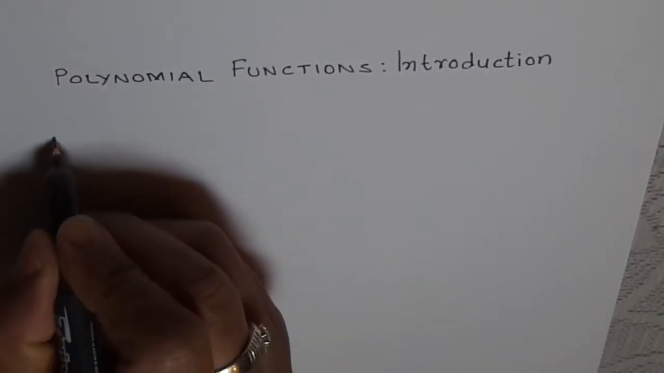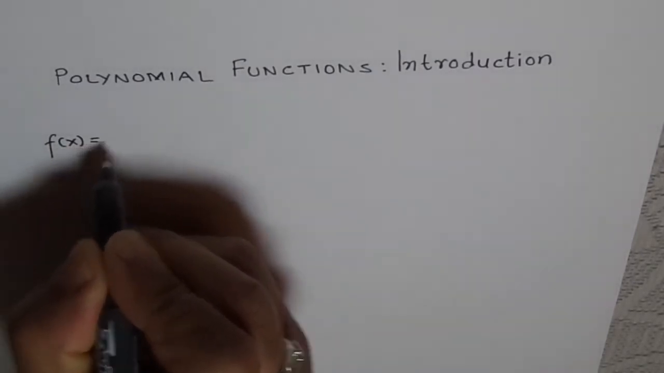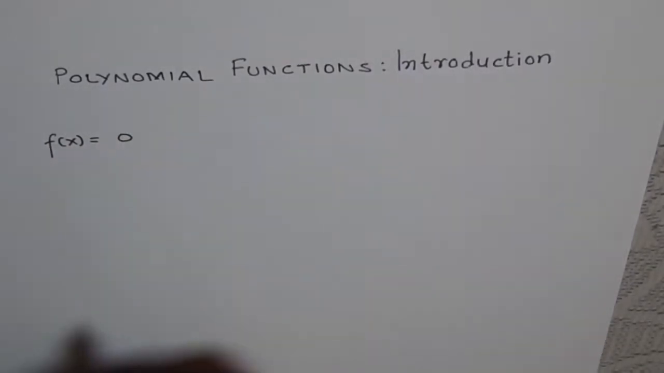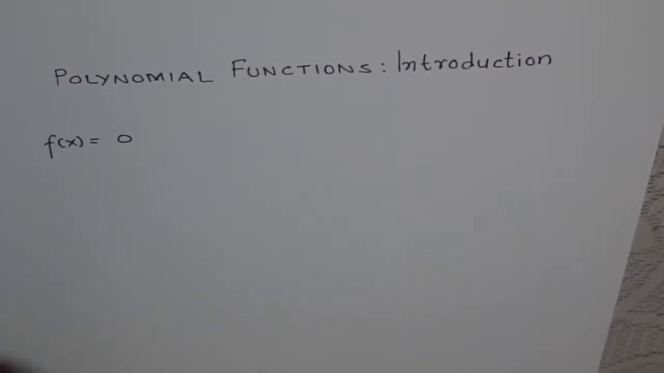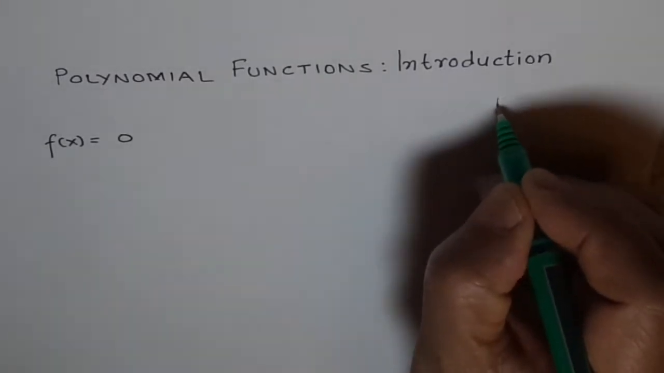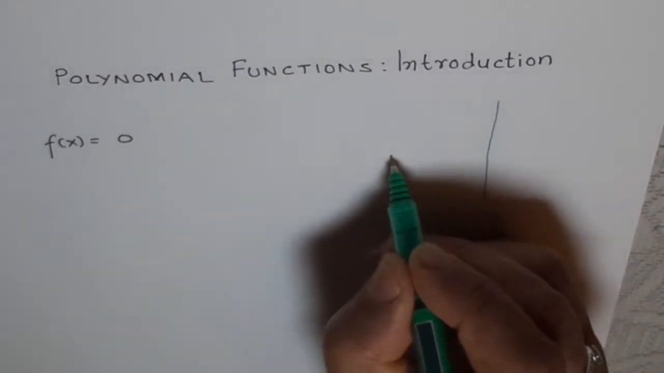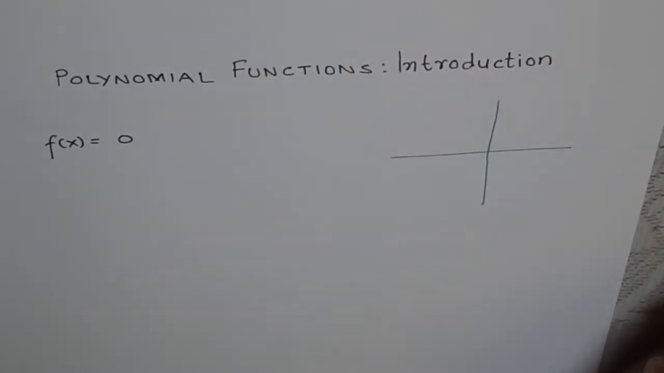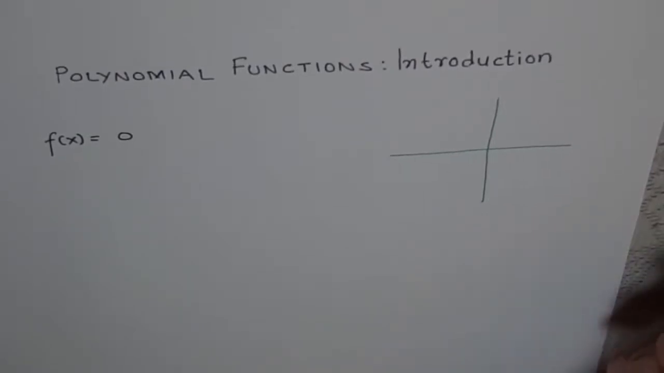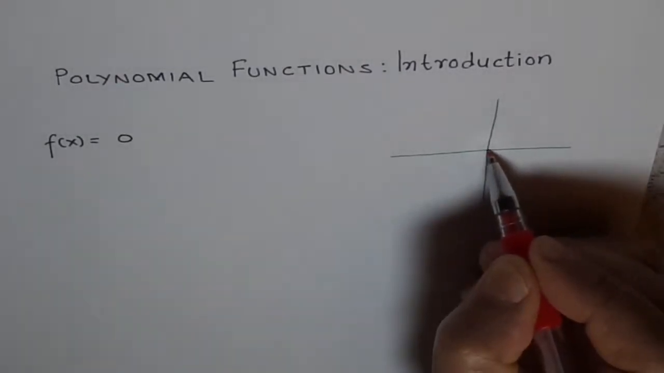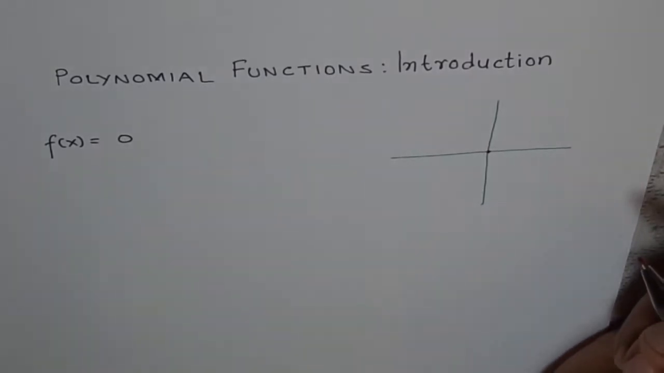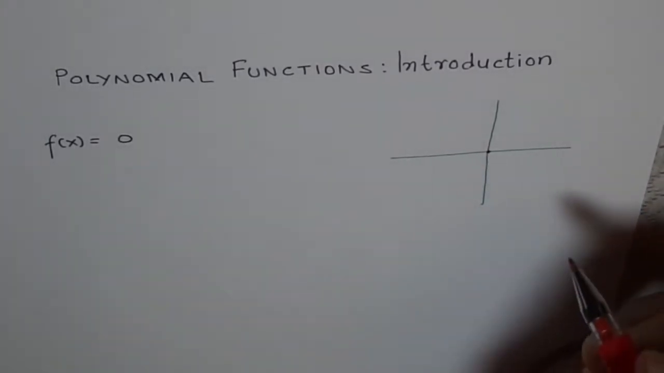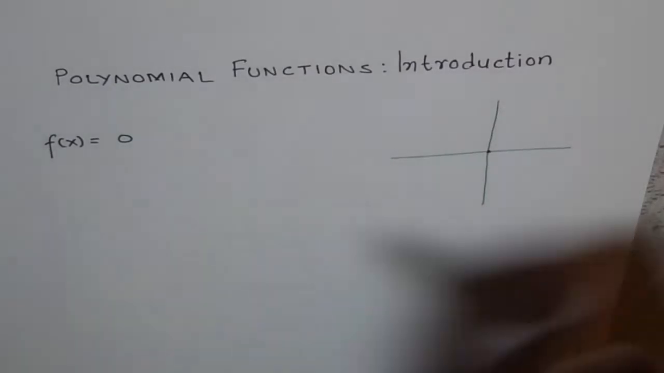Let's start with f(x) equals 0. Well, this is called a zero function. We normally use it, but it is not really understood so well. When I ask my students to plot this function f(x) equals 0 on the coordinate system, what are they going to do? Most of them just put a point there at the origin. Well, this is just a point on the function f(x) equals 0.